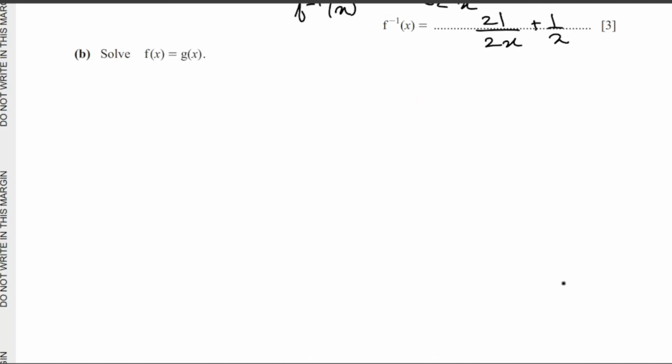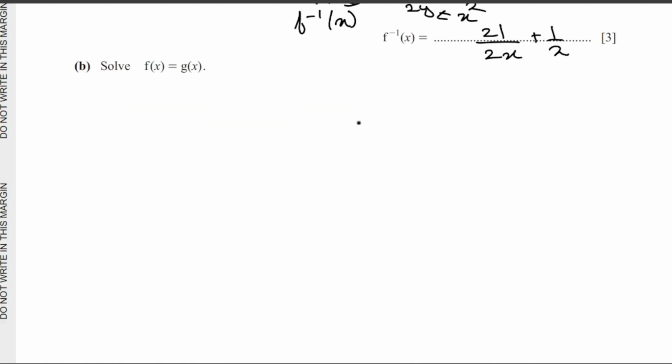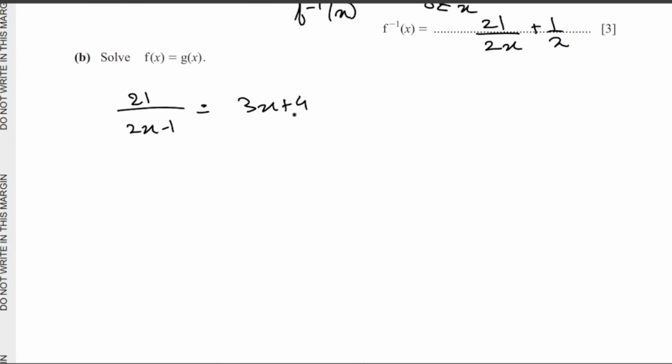Solve f(x) equals g(x). Now what you need to do in this weird little question is put this equal to this. So 21 over 2x minus 1 equals 3x plus 4. Let me check if I wrote that properly. Yep. So you need to find x, right? Whenever it says solve, always assume it's just saying find the value of the unknown variable, right?